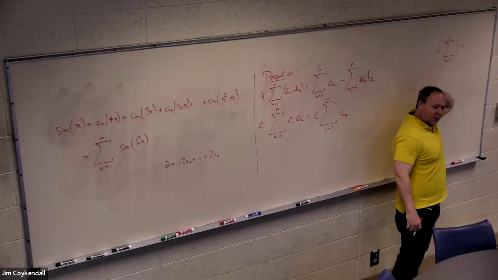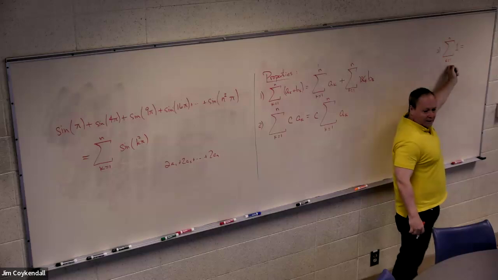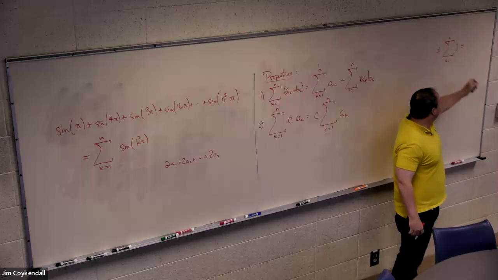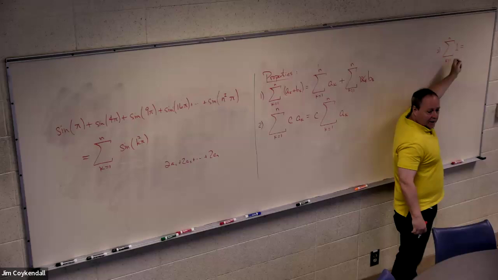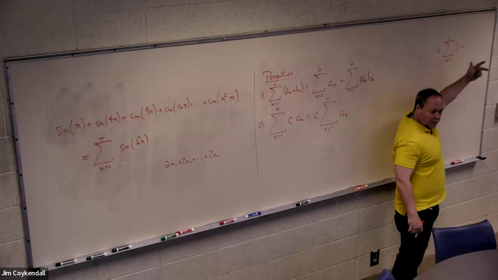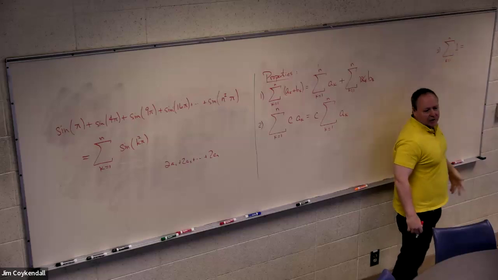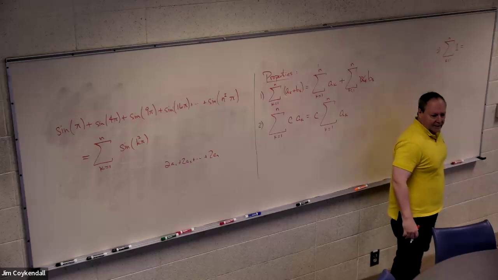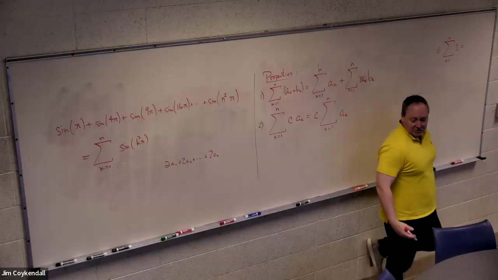And how many times do you add 1 to itself? Well, k equals 1 to n. This is like your count, like when the umpire checks the strikes and balls. This is your count, k equals 1 to n. 1 plus 1 plus 1 plus 1, n times. So what do you get? You get 1 added to itself n times.